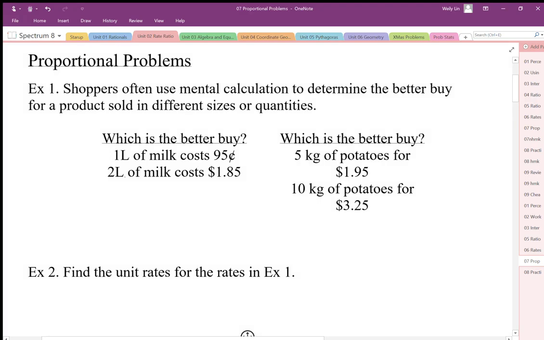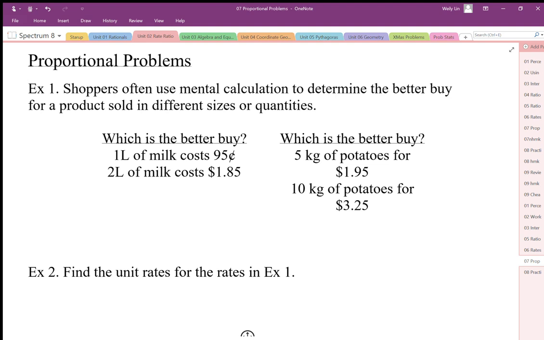So one store sells milk at 1 liter at 95 cents. Another store sells 2 liters at $1.85. Now, what do you think is going to be the better buy? And then think of why you think that's the case. And then what is the proportional reasoning that we can do to calculate and compare an equivalent quantity?